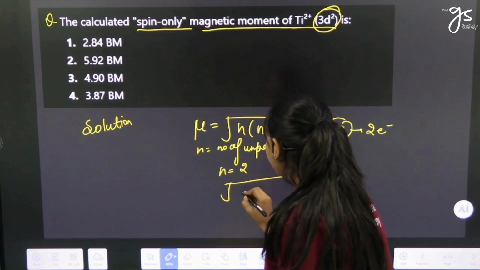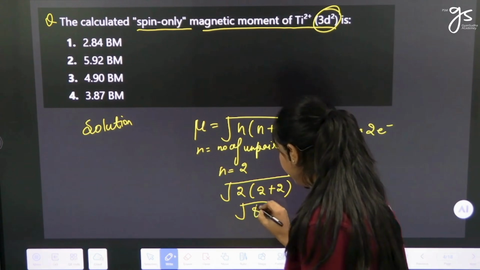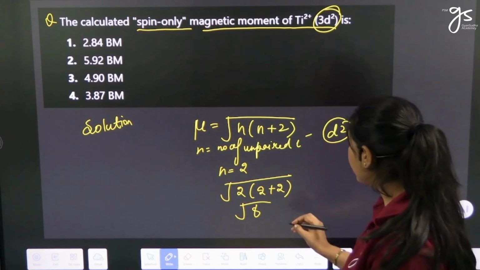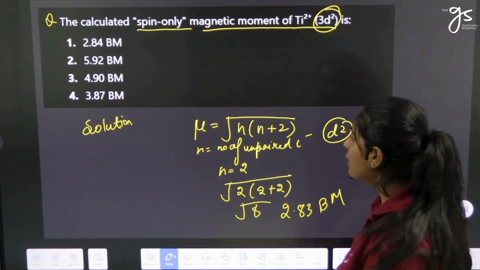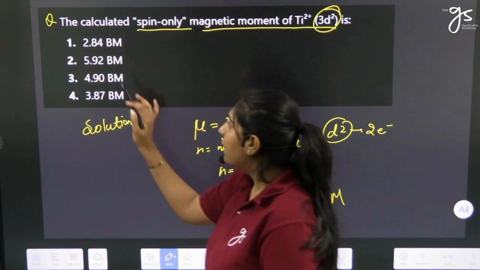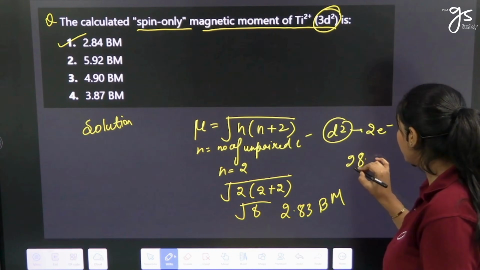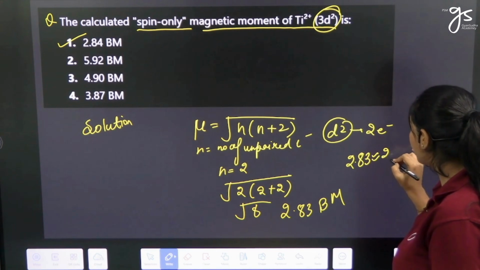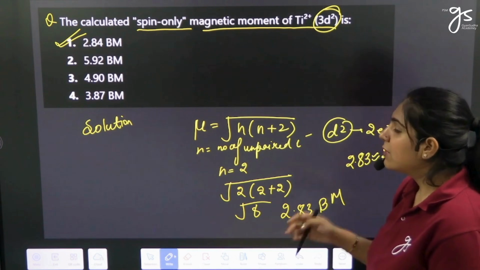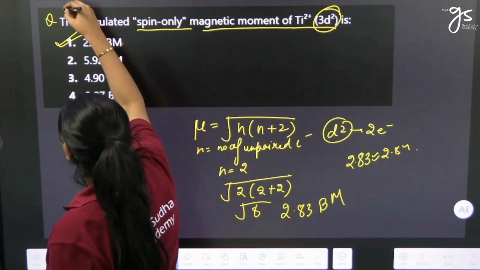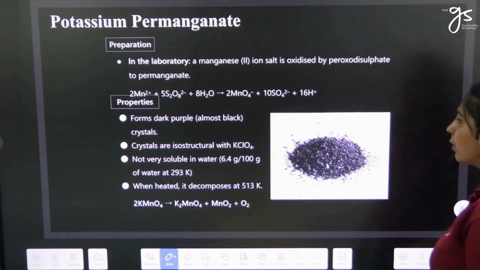Putting the value of n, 2 into 2 plus 2, that is 2 into 4, that is under root 8. And we know that under root 8 is equivalent to 2.83 Bohr magneton, right? Choosing the correct option from first, second, third, fourth, the nearby option is 2.84. So 2.83 is approximately 2.84, and our correct option will be option A. This type of question came in the NEET which has been postponed recently, so you can take an example from here of how the questions are asked.